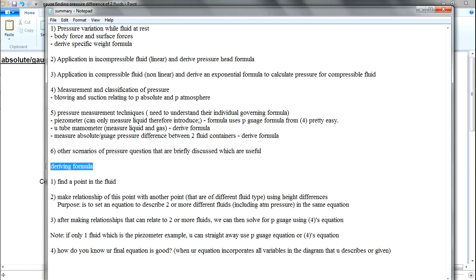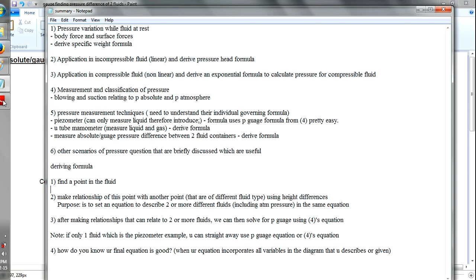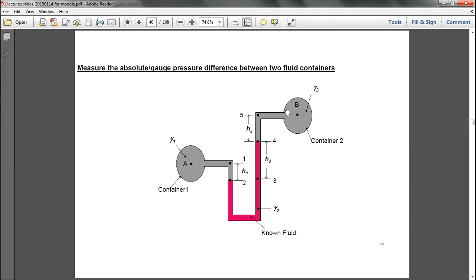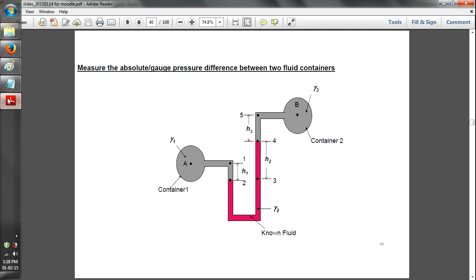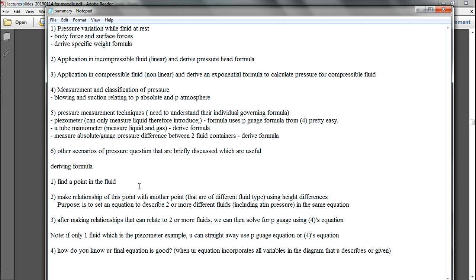Deriving the formula. Typically you will have to find a point in the fluid. First, you already know that there is point A and point B. You have to go and check it out. Point 2 can be described using point A, with point 1. Point 4 can be described using point B, and then point 3 can be described using point 4. So you have to identify which point can be described by which points. So this is what the setup is.